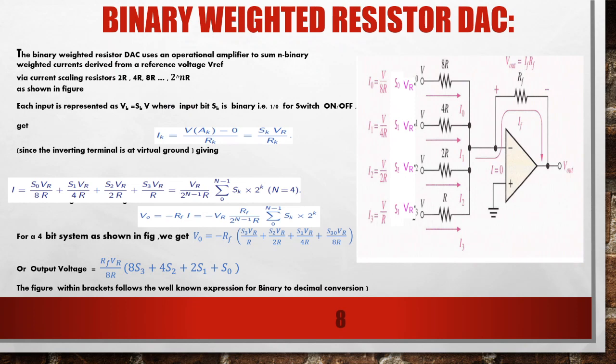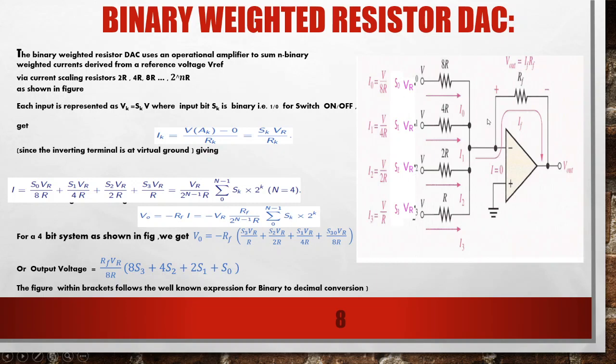Here you will see it's basically a summer or adder using an op-amp. The difference is the different resistors used in the adder are scaled in order of the binary bits. So this is 2 to the 0, 1, then 2 to the 1, 2 to the 2, that's 4, and 2 to the 3, 8. Now, since this point is virtual ground, the current due to any input will be V minus 0 by the corresponding R.